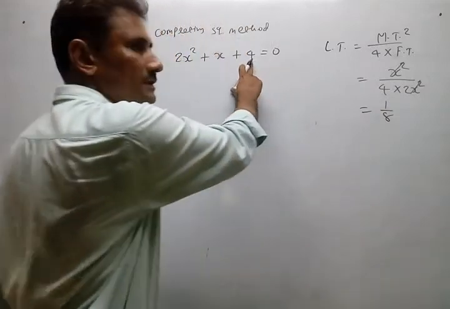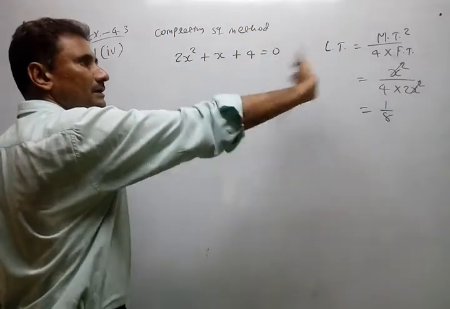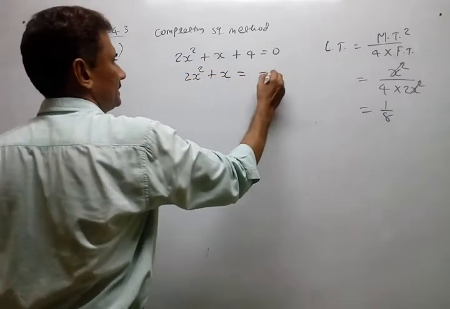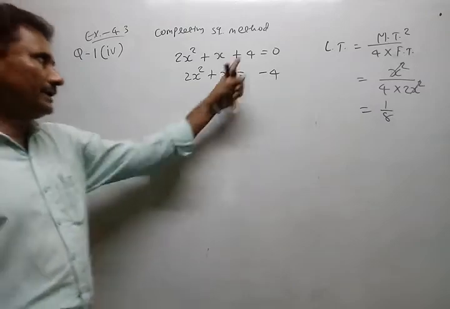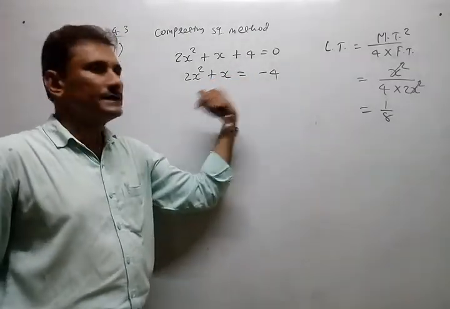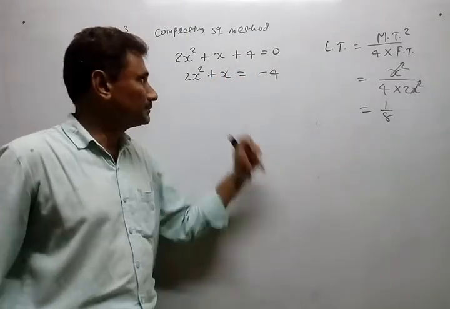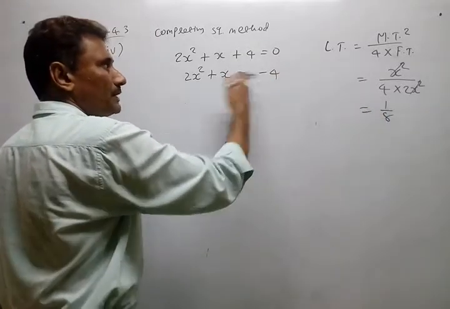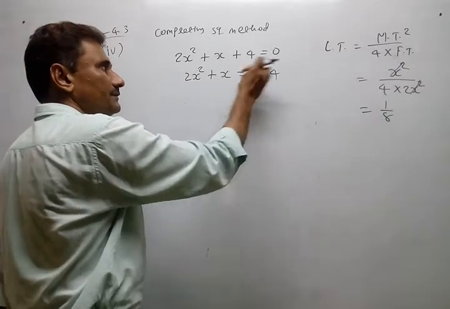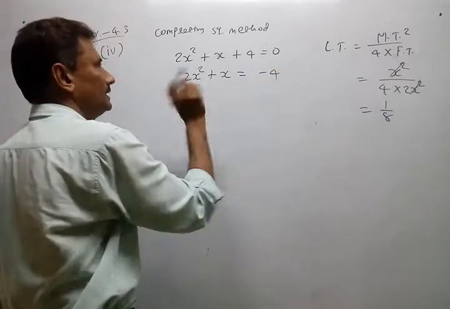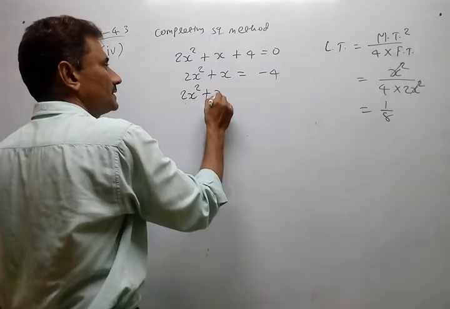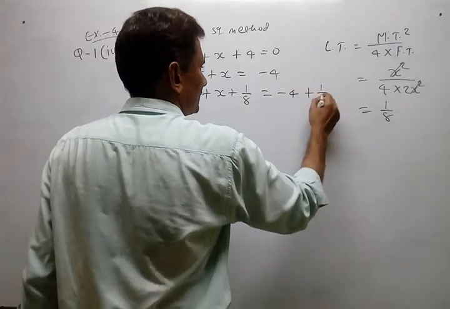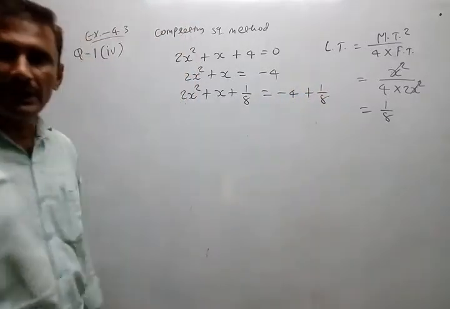So it is not 1 by 8, and first of all we shift the constant to the right side. So 2x square plus x equals minus 4. If a term is not needed, just push it to the right side. Now add this term to both sides. Why? Because we require it here, it is our complement. So 2x square plus x plus 1 by 8 equals minus 4 plus 1 by 8. You know why we are adding to both sides. It is the rule.